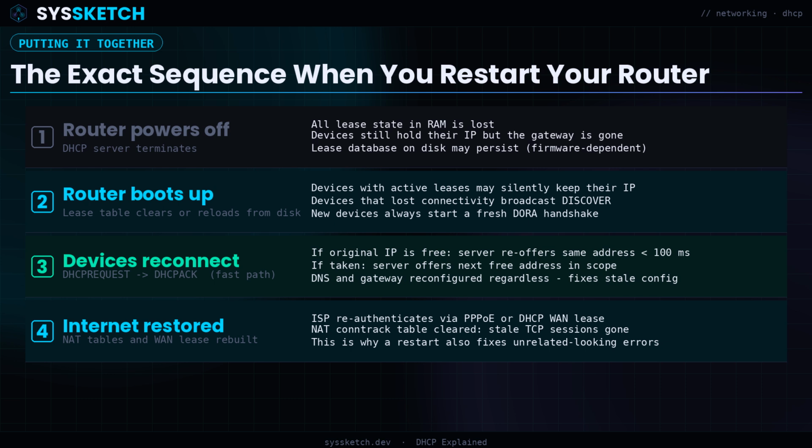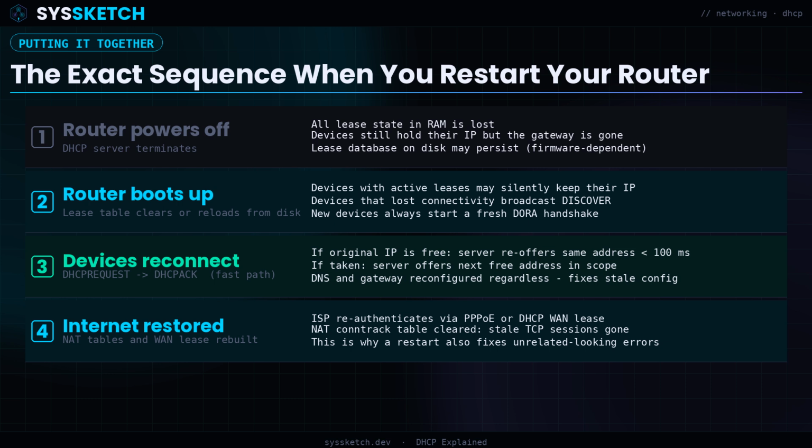Beyond DHCP, restarting the router also clears the NAT connection tracking table, dropping any half-open TCP sessions that were keeping connections in a broken state, and triggers a fresh WAN authentication with the ISP. That combination of a clean DHCP reconfiguration, a cleared NAT table, and a fresh ISP session is what makes the router restart such a reliable fix for so many different-looking problems.